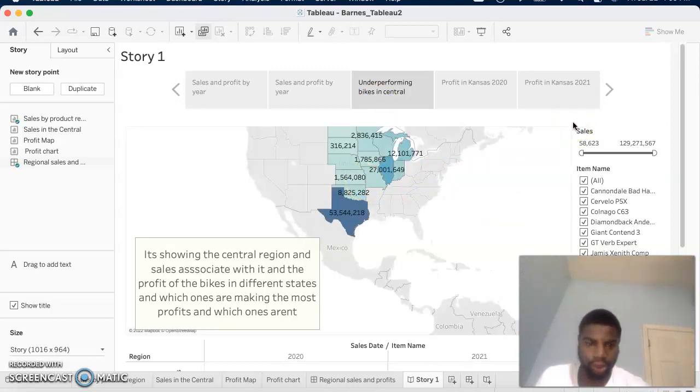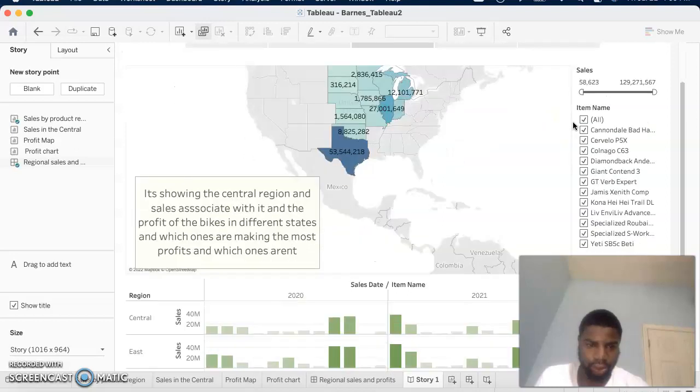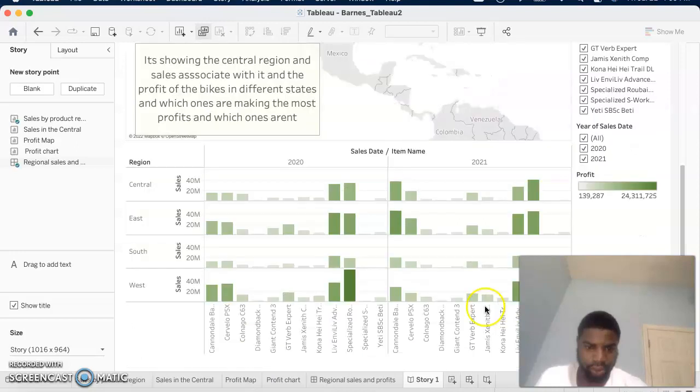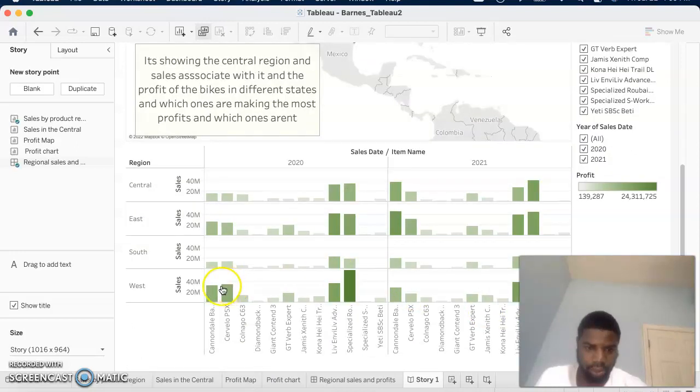For this story layout, it shows the central regions and sales associated with the profits of the bikes in different states, on which was making the most profits and which weren't between the 2 years out of the bikes.